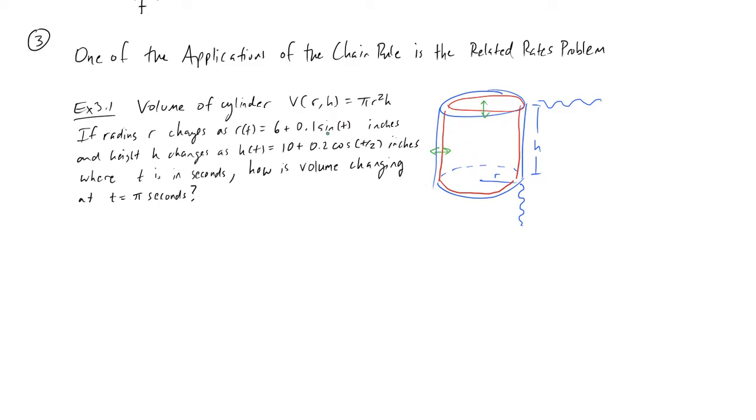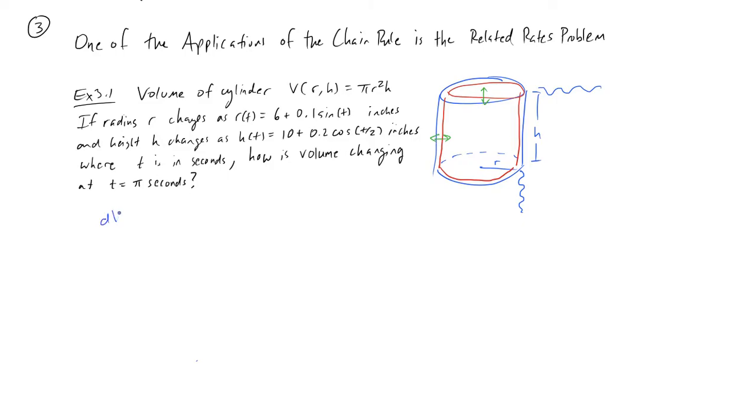And so what we're looking at is how the volume is changing at this instant, pi seconds. Okay, so our change in volume with respect to time is going to be our partial with respect to r times our change in r with respect to time plus our partial with respect to h times our change in h with respect to time. So we're going to put all these derivatives in. So the derivative of this function with respect to r is pi times 2rh.